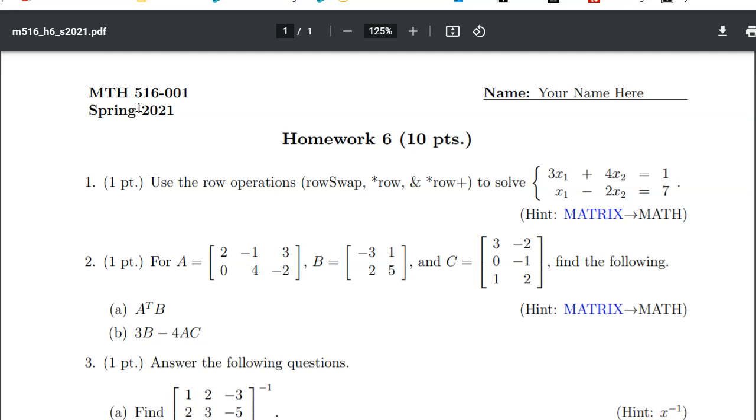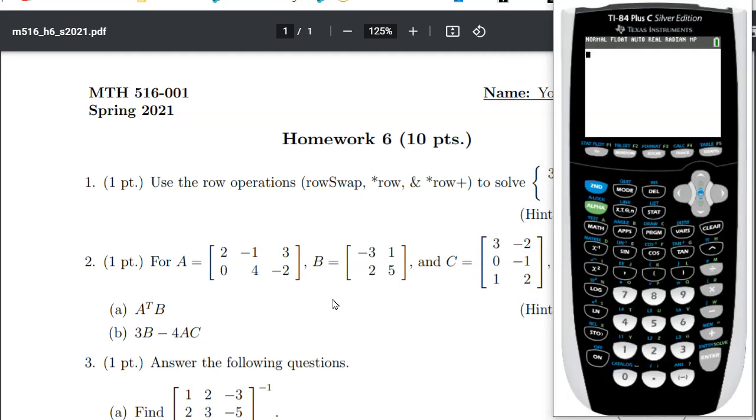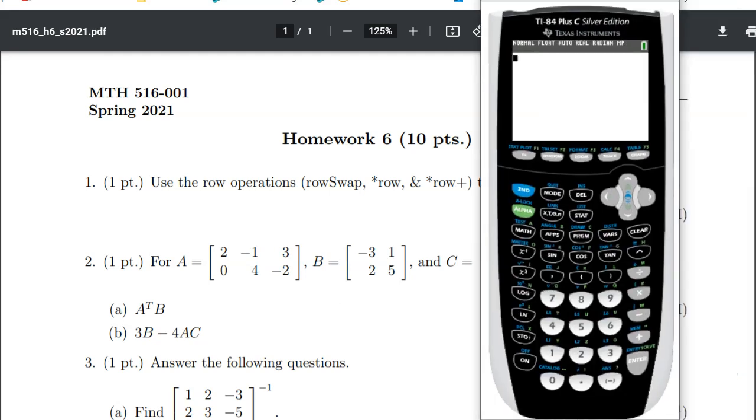All right, let's look at homework 6, problem number 1. We want to use row operations to solve this system of linear equations. So let's do that. I'm going to bring up a calculator. Oops, it's hiding the problem.